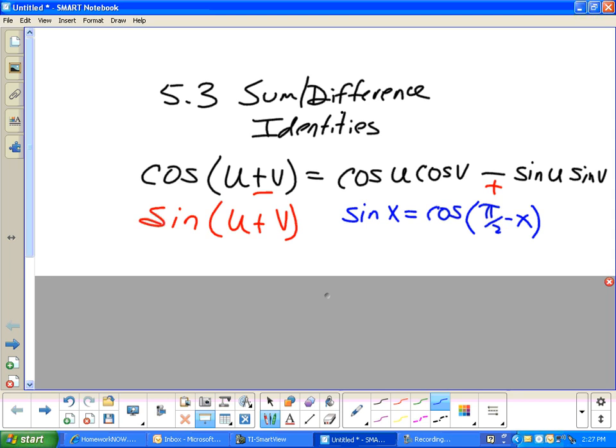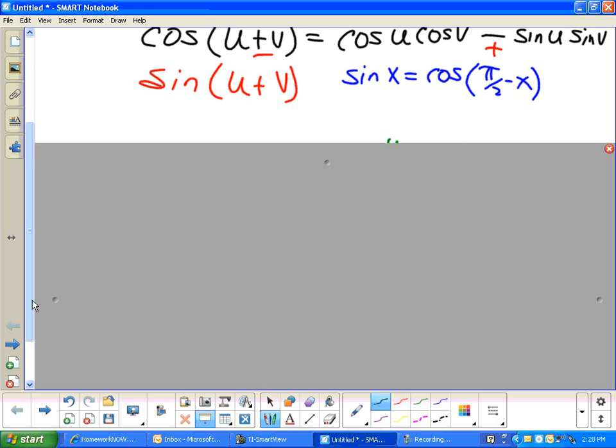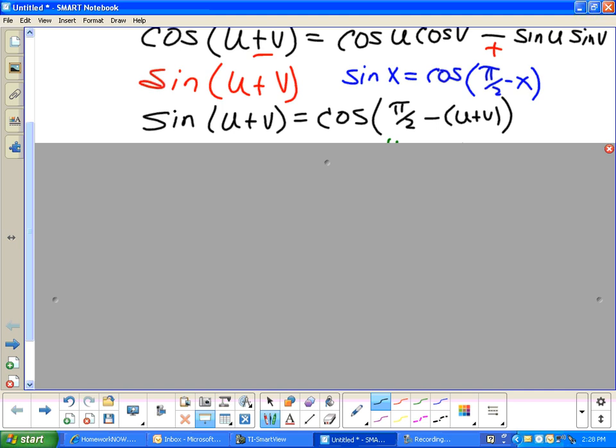So when I take the complement of x and get pi over 2 minus x, I also have to take the cofunction, change it from sine to cosine. Here's what it looks like when we're trying to find sine of u plus v. This says that the sine of u plus v is equal to the cosine of pi over 2 minus u plus v. All I'm doing is saying that u plus v is our x, and so it becomes pi over 2 minus x. Everyone okay with that?